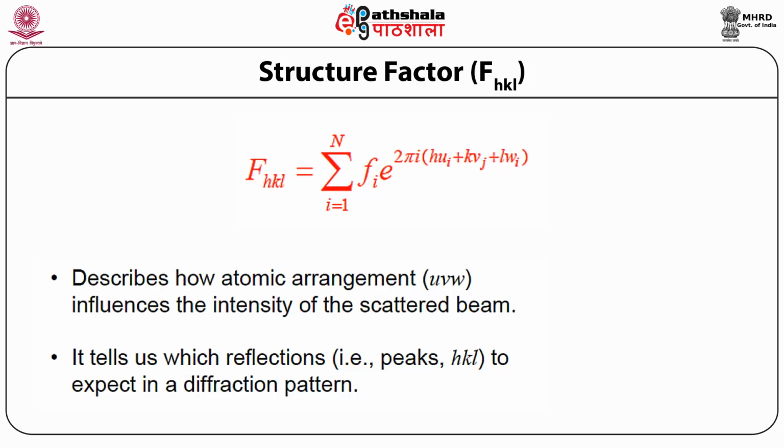Here is how the structure factor is defined in this slide. F_hkl is equal to the sum over i from 1 to n of f_i e raised to the power 2πi(h u_i + k v_i + l w_i). Here h, k, l are again the Miller indices corresponding to a given plane in reciprocal space. These h, k, l are integers, and f_i here is an atomic form factor.